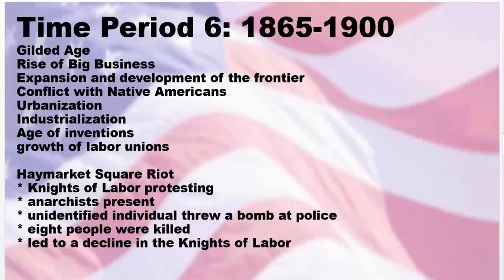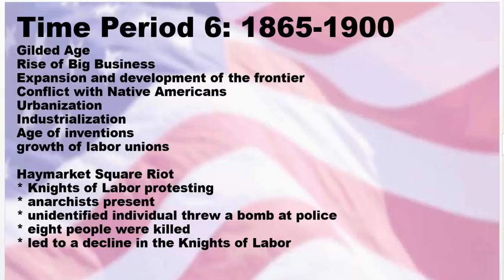But there were also a group of anarchists who were there. And we don't know who, but somebody threw a bomb at the police. It led to 7 cops being killed and another bystander also dying. And they arrested the anarchists, but the real long-term impact of this was that people still associated it with the Knights of Labor and blamed them for the problems.